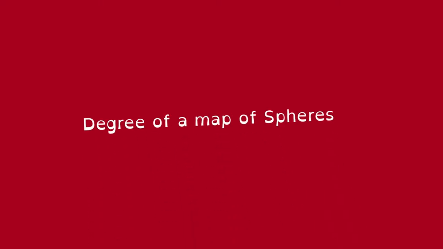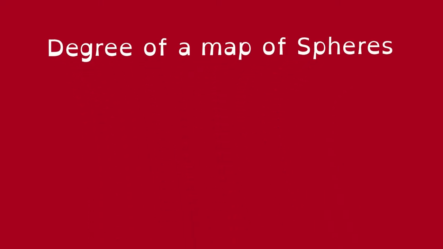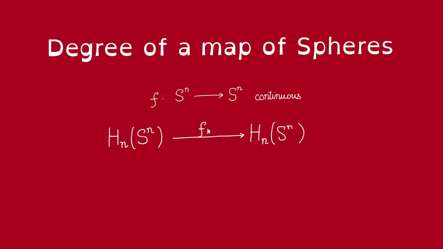Previously, we have defined the degree of a map of spheres. A continuous map f from Sn to itself always induces a map on homology group. Now for Sn, its n-th homology group with coefficients in Z is isomorphic to Z. So this map here must correspond to multiplication by an integer. That integer is then called the degree of f.